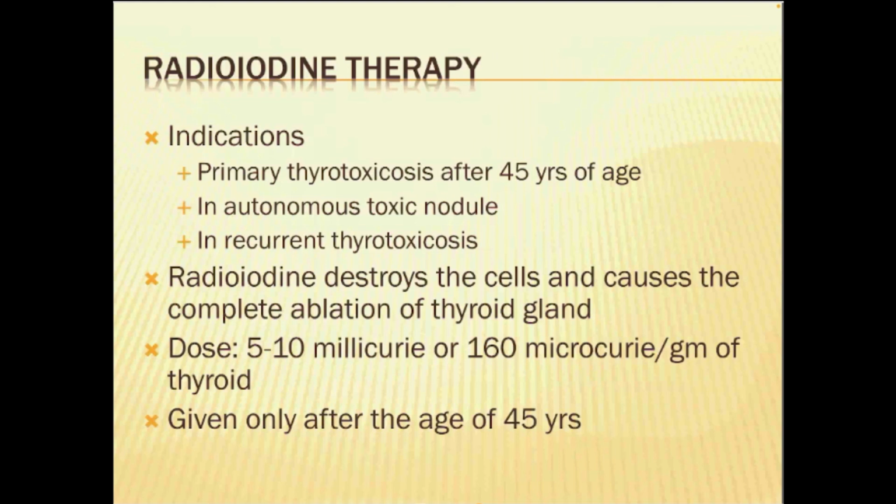The dose will be 5 to 10 millicurie or 160 microcurie per gram of thyroid. For 1 gram of thyroid gland, around 160 microcurie, or 5 to 10 millicurie, is given. This radioiodine therapy is advised only after the age of 45 years.